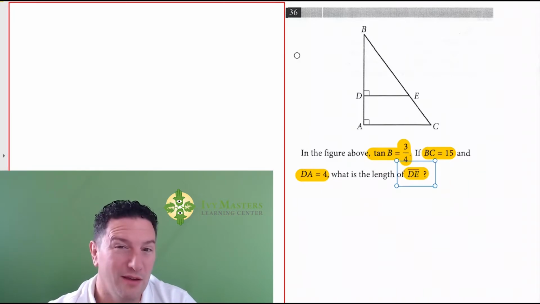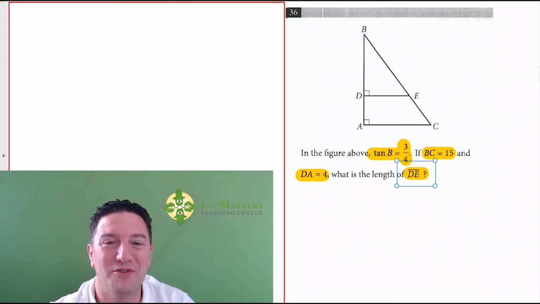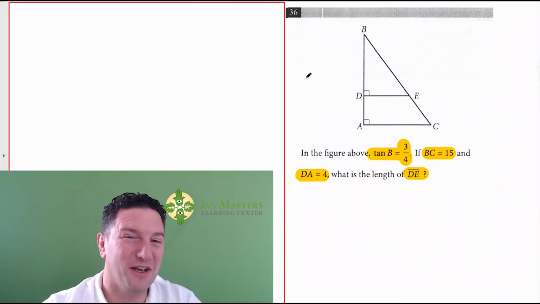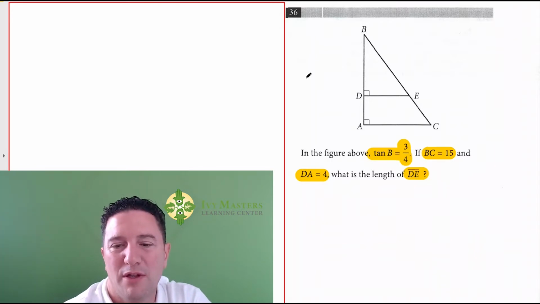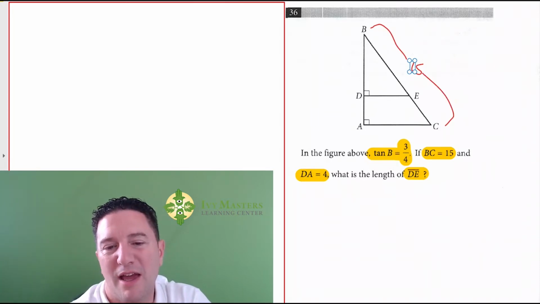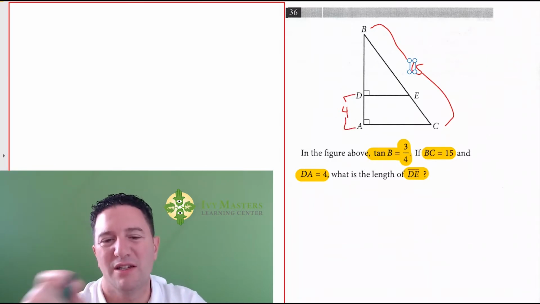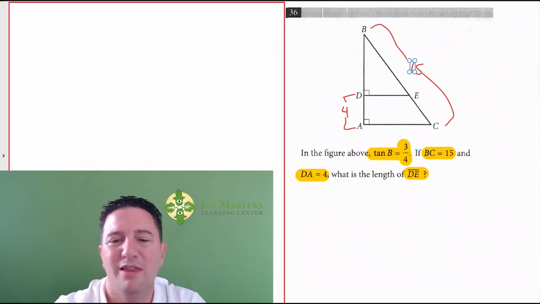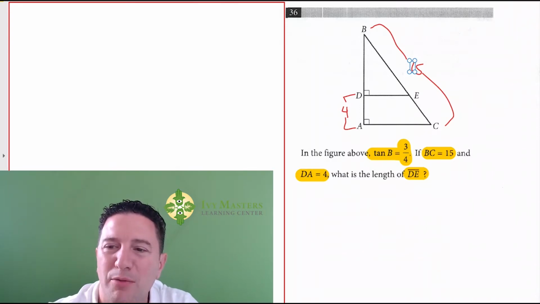Let's say you have no idea how to do this question. You could still get it right. What do I mean? Well, first off, you label BC as 15, so the length is 15 from here to here. You label DA as 4, a length of 4 from here to here. And then you could actually estimate what you think the length of DE is. Why are you able to do that?